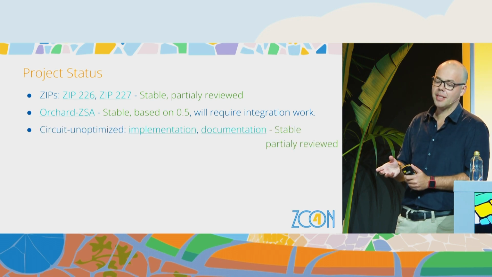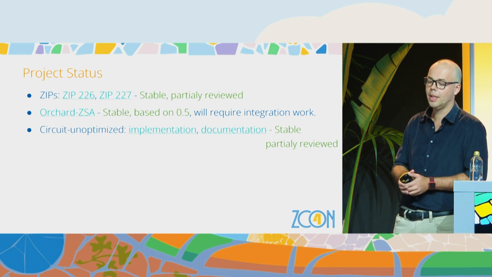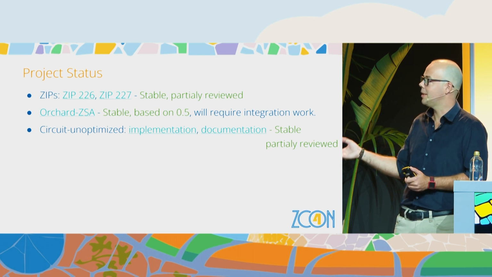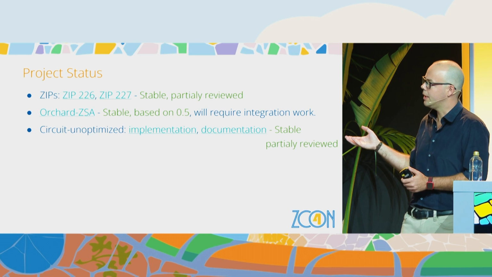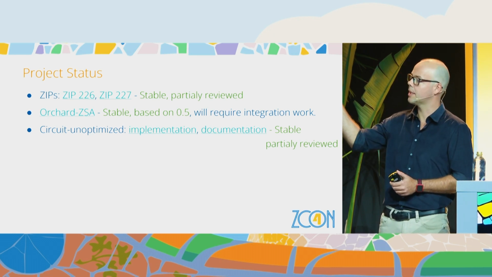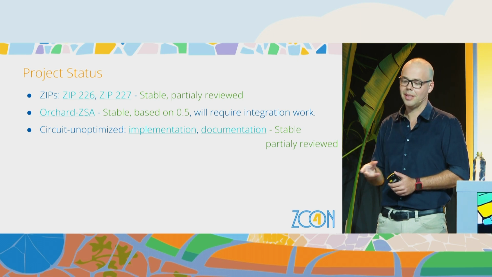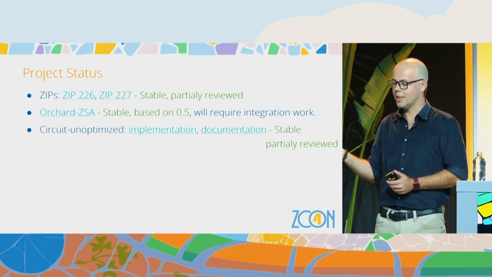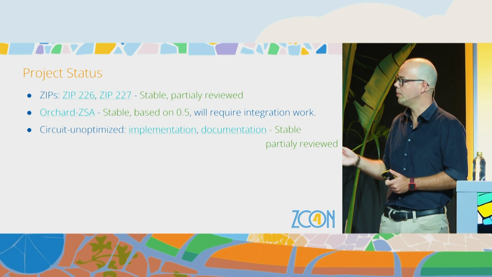Next, we have a circuit. The circuit is unoptimized. The circuit is part of the Orchard ZSA protocol. It has both a documentation and an implementation part. You can see it, these are clickable links. You can click whatever is relevant for you.